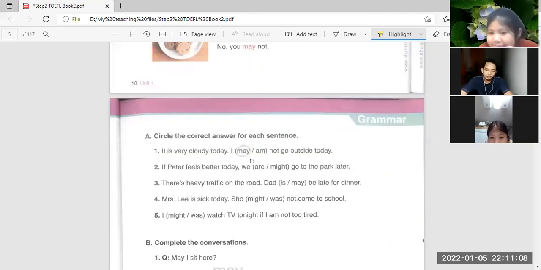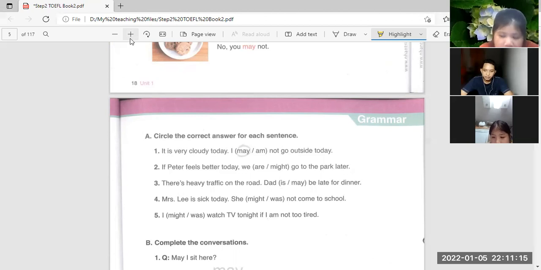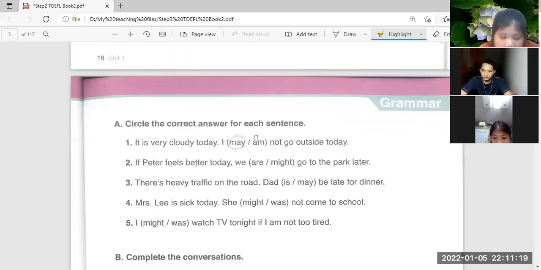All right, now let's circle the correct answer for each sentence. Okay, let's look at part A, and we are going to circle the correct answer for each sentence. Are you guys ready? Okay, number one. For example, it's very cloudy today. I may not go outside today. Okay, what about Gyeling? What is number two, Gyeling?